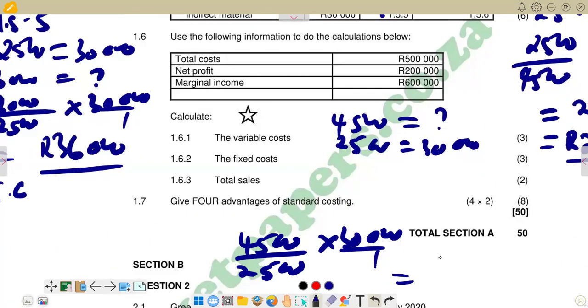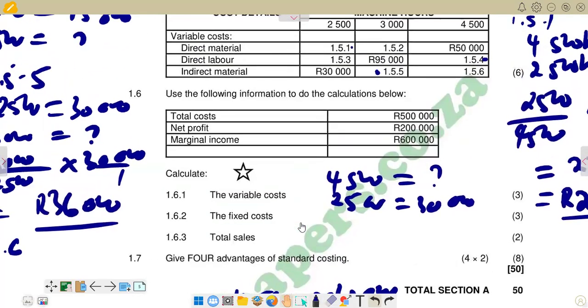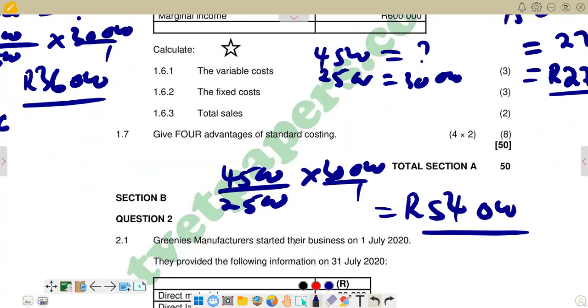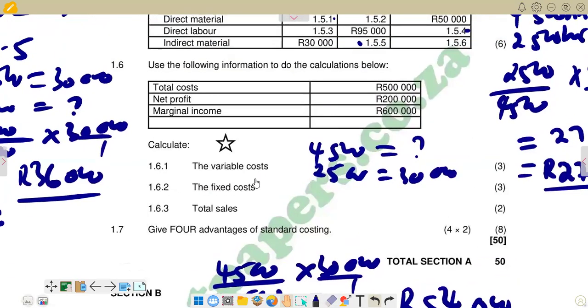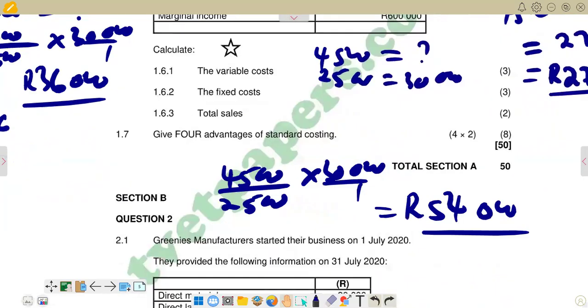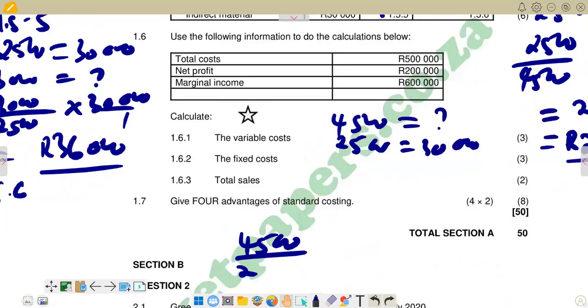Multiply that one, which is now 1.5.6. So let's try to calculate it. In terms of rands, we've got 54,000 rands. So this is what we have in terms of that table. Then beneath that, obviously, we have something which is 1.6. We can try to see what we have there in terms of 1.6.